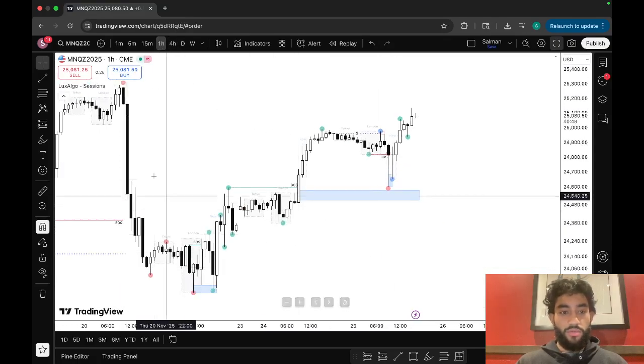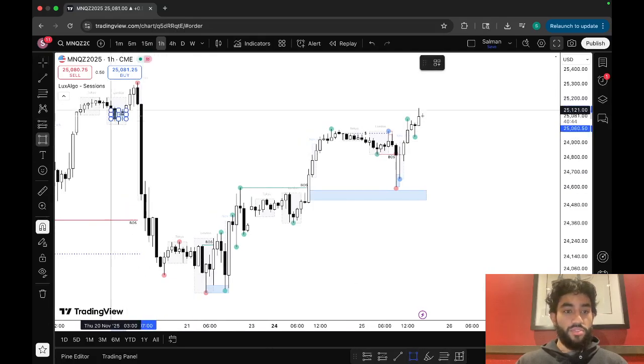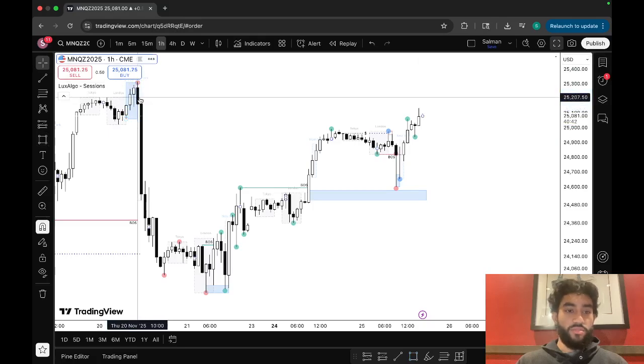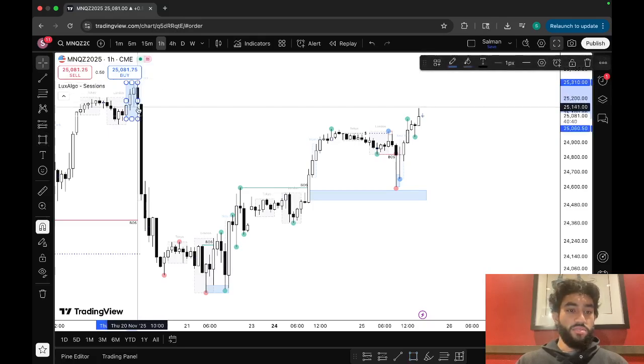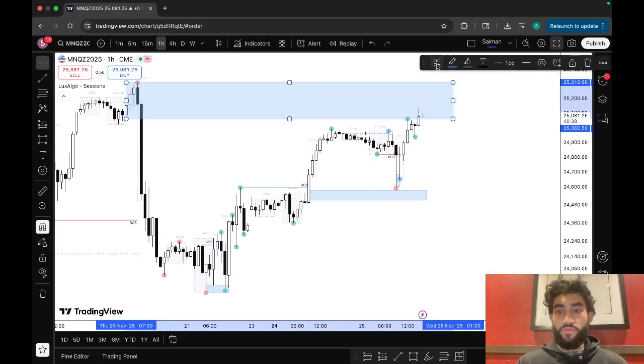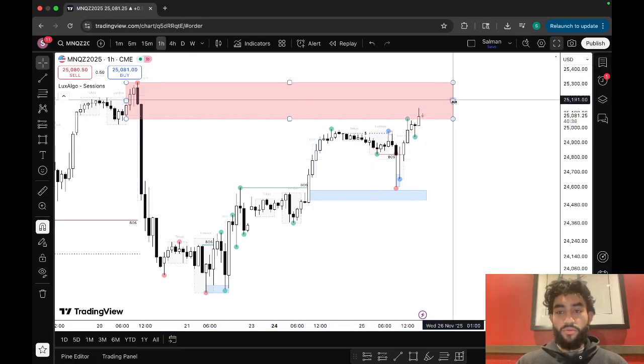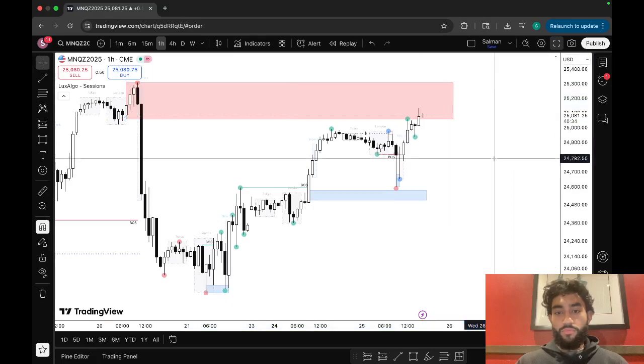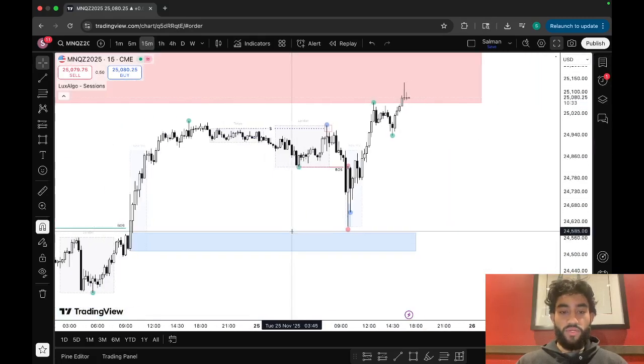On the 1 hourly, we could see there's this overall supply zone that I'm interested in to see. Let's see, price might react from here. So I have that marked out up there. Boom. 15 minutes, let's move down.